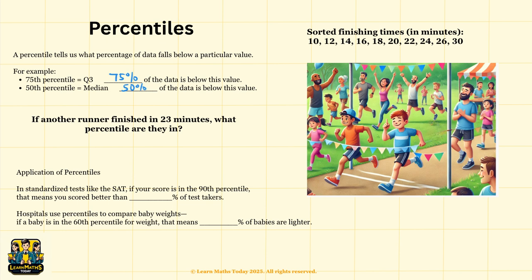And how can we use this in real life? In standardized tests, like your exams or the SAT, if your score is in the 90th percentile, that means you scored better than 90% of the test takers. Hospitals also use percentiles to compare baby weights. If a baby is in the 60th percentile for weight, that means 60% of the babies are lighter than this baby.